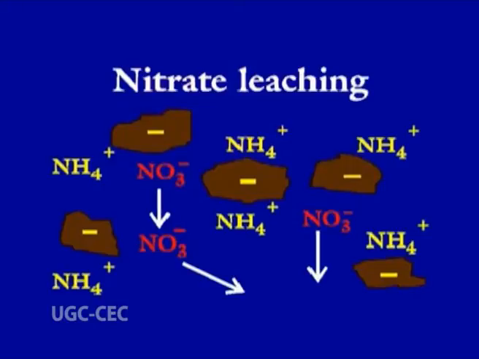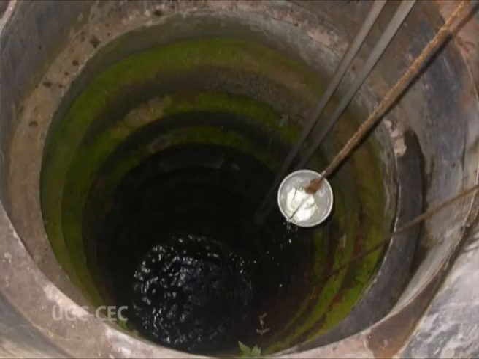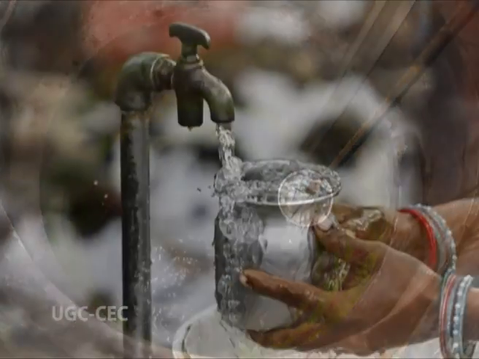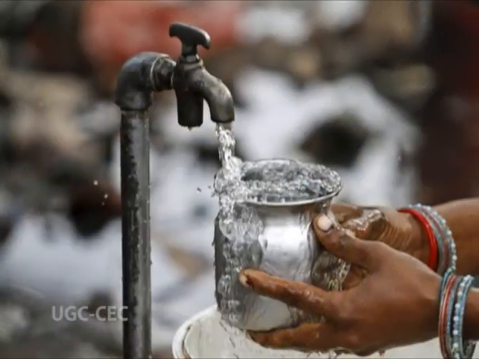In contrast, the negatively charged nitrate ion is not held on soil particles and so can be washed down the soil profile, the process termed leaching. In this way, valuable nitrogen can be lost from the soil, reducing the soil fertility. The nitrates can then accumulate in groundwater and ultimately in drinking water.